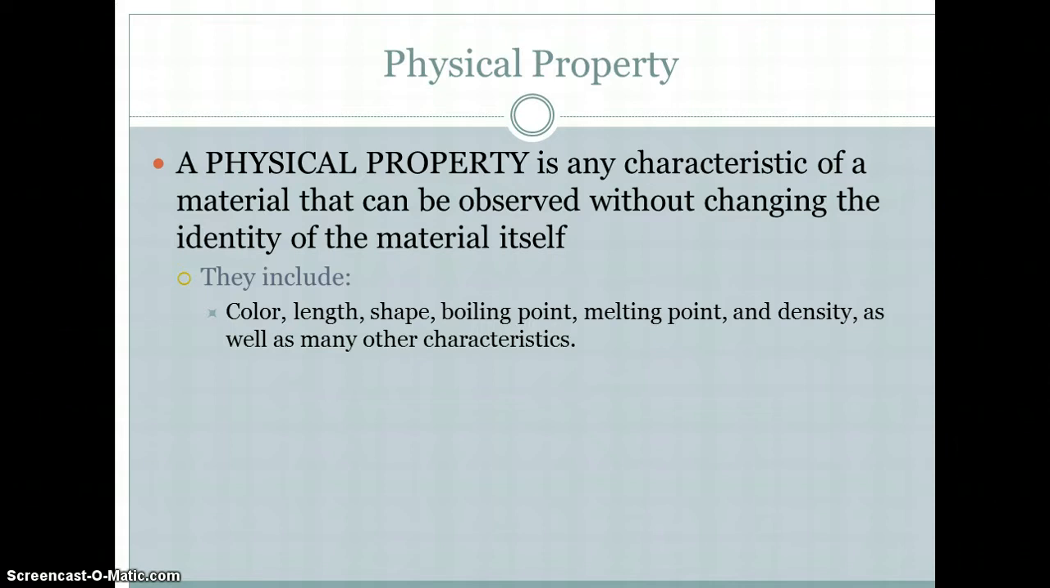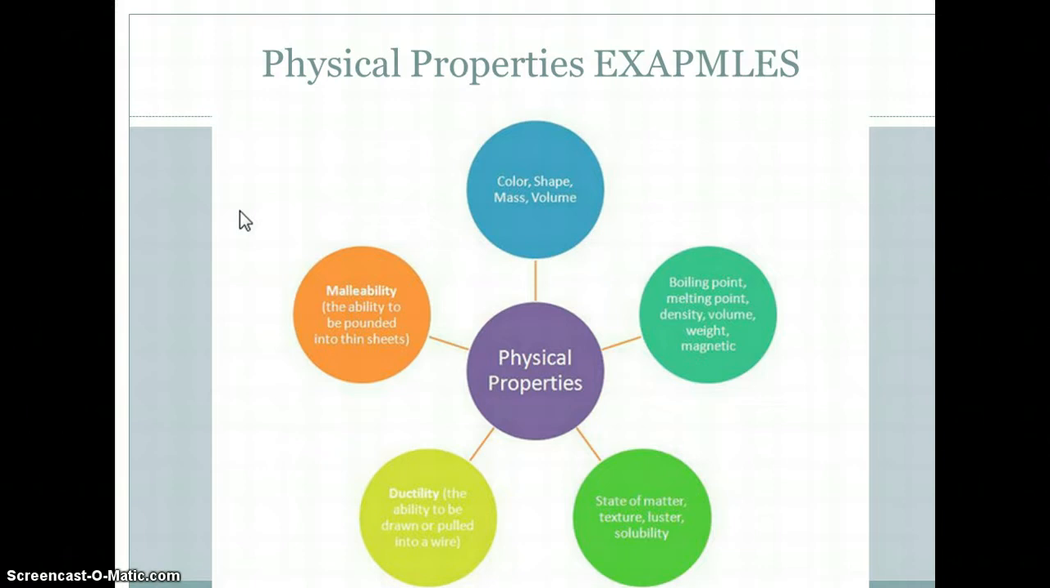That also includes the boiling point, the melting point, and the density, as well as other characteristics. So a physical property is something you can look at and see without changing what the material is that you're looking at. So I can observe my piece of paper my notes are on and talk about the different physical characteristics of it without changing that it's still a piece of paper. That's basically what physical properties are. So here's what you're going to put in your box.